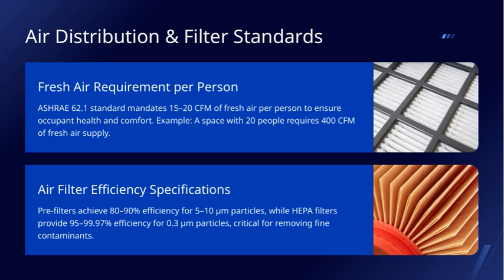Now, moving on to air efficiency standards, the ASHRAE 62.1 standard specifies that each person should receive about 15 to 20 cubic feet per minute of fresh air. To put that into perspective, in a space with 20 people, you'd need around 400 CFM, cubic feet per minute, of fresh air supply to keep the environment comfortable and healthy.